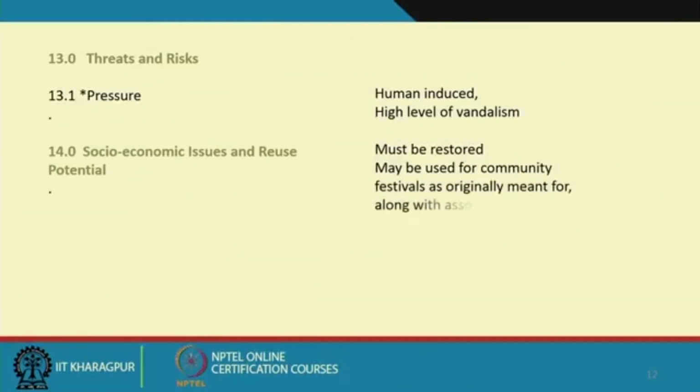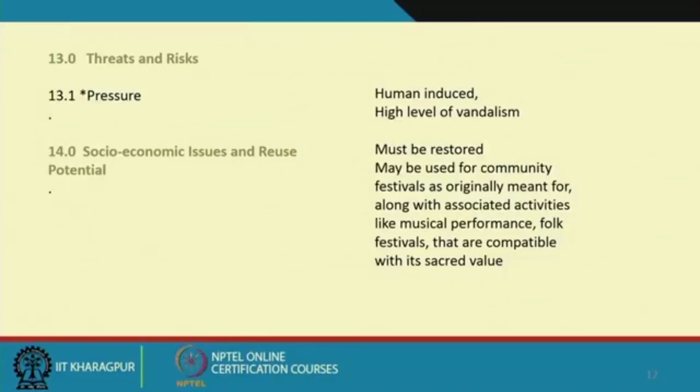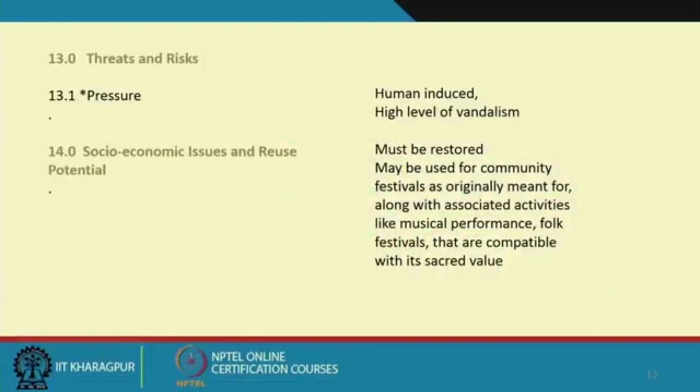Now, talking about the use, what is the role of that in future? The owners are not much interested, or rather it is not that they are not interested, they do not have the capacity. So, we have to find out what it can be used for. We thought it may be used for community festivals, as originally meant, along with some associated activities like musical performance, kirtan and others related with the Vaishnavite tradition.